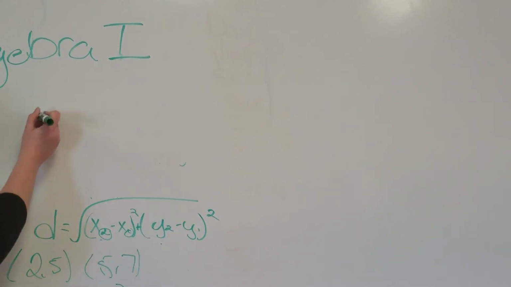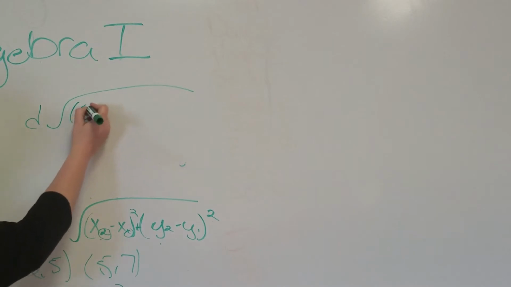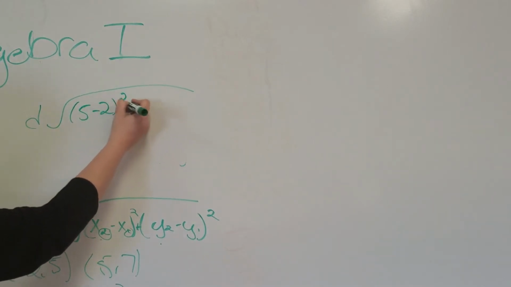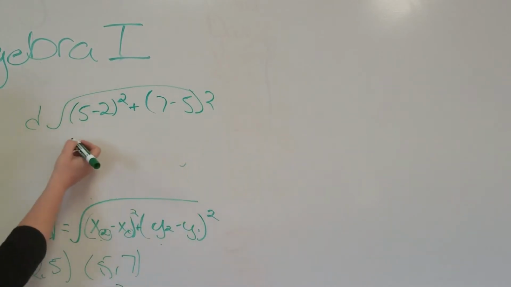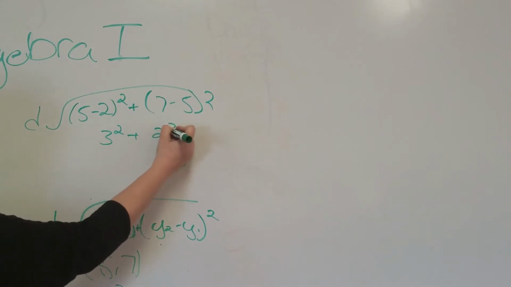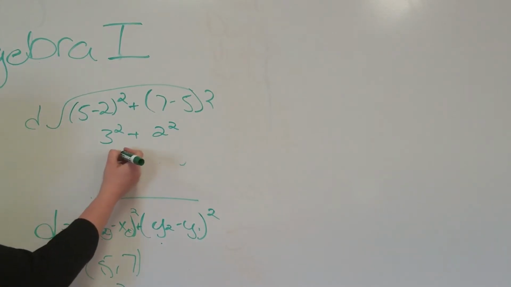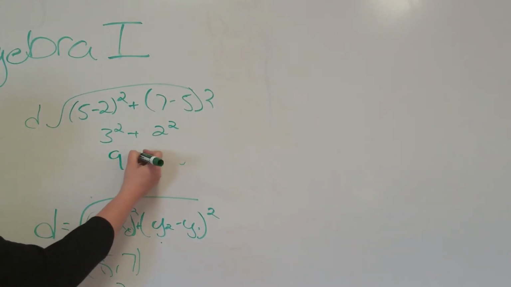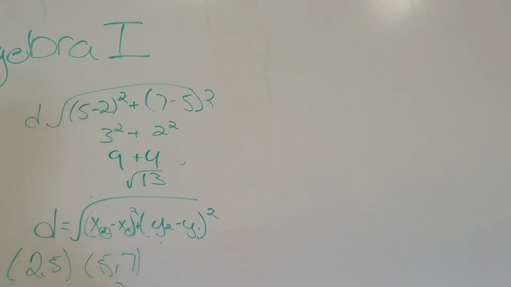All right, so we'll do this problem. Distance equals the square root of 5 minus 2 squared plus 7 minus 5 squared. So 5 minus 2 is 3 squared plus 2 squared. Oh, I think we already know the answer to this. 3 squared is 9, 2 squared is 4, and then the square root of 13. 9 plus 4 is 13.